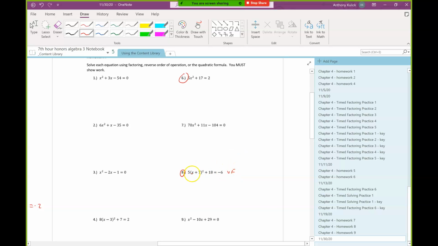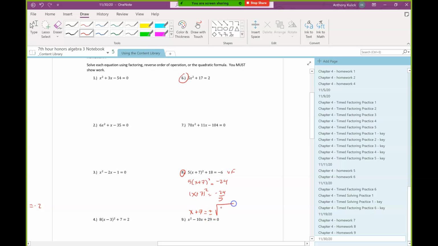So the easiest way to solve something like this is to use the reverse order of operations. So I'll start by subtracting 18 from both sides. -6 minus 18 is -24. And we'll divide both sides by 5. I'm going to leave that as a fraction. And we square root both sides.